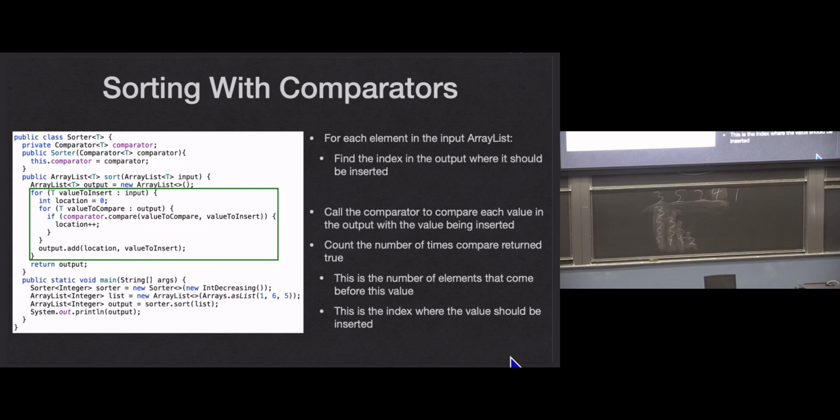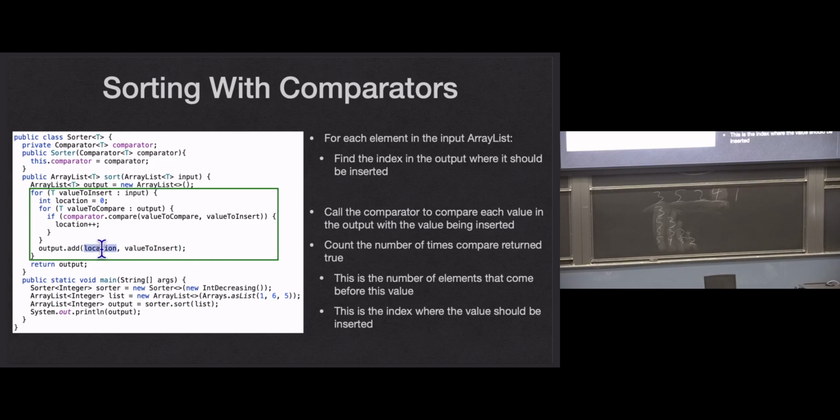And then the sorting algorithm itself. This is where we're going to go through all of the values of the input list and figure out where they should go in the output list. So we're going to initialize our location to 0, go through all of the values in the output list, call the comparator, and count how many times the comparator returned true. And then once we have how many times it returned true, we're going to add to the output at that location the value that we're inserting.